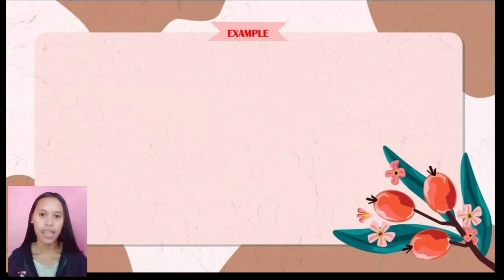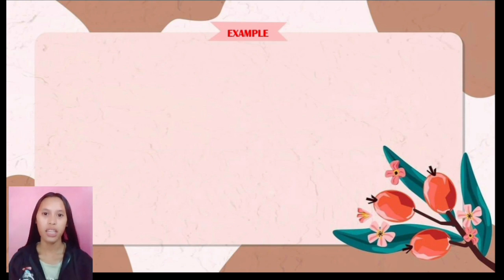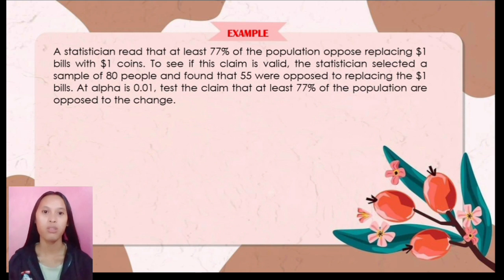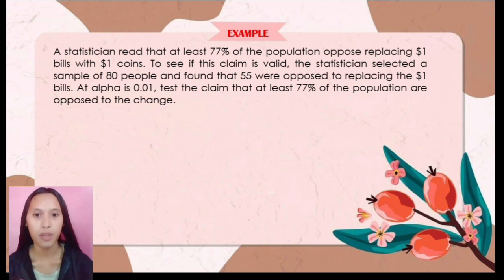In our example, a statistician read that at least 77% of the population opposed replacing $1 bills with $1 coins. To see if the claim is valid, the statistician selected a sample of 80 people and found that 55 were opposed to replacing the $1 bills. At alpha equal to 0.01, test the claim that at least 77% of the population are opposed to the change.